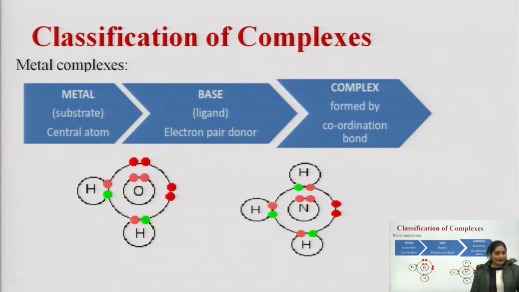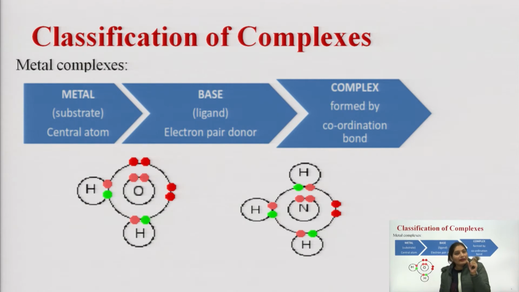What are metal complexes? As the name indicates, metal complexes consist of a metal ion, and this metal ion acts as a substrate, or the central atom, to which certain electron pair donors or ligands bind, and a complex is formed. The bond which is formed between the metal ion and the ligands is known as the coordination bond.